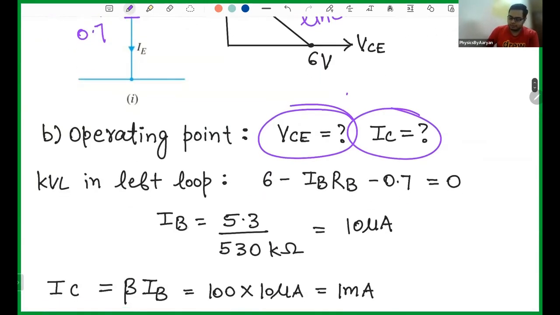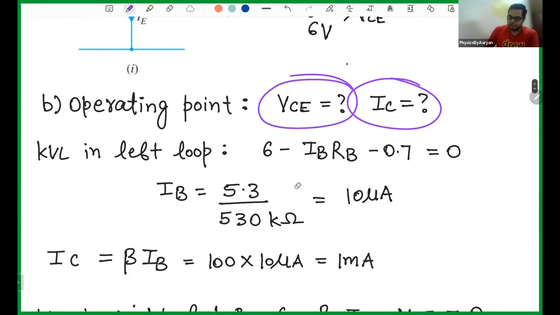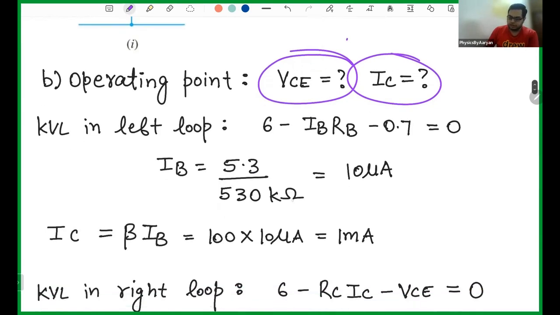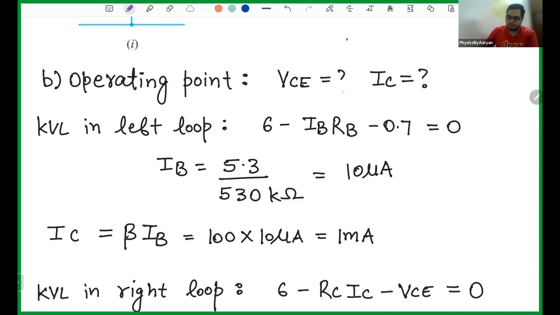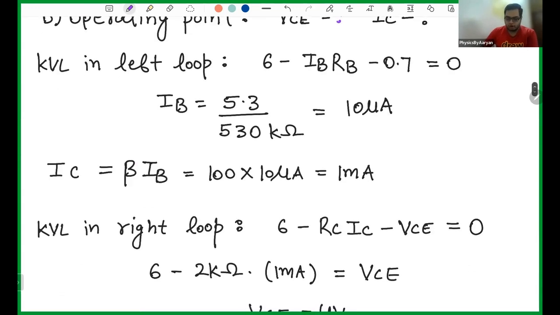So IB can be written as 6 minus 0.7, which is 5.3, divided by RB, which is 530 kilo ohm. If you are writing in kilo ohm, your answer will be in milli. And if you solve this, your answer comes out to 10 micro. Simple mathematics, nothing else. Now, if you know IB, then IC you already know. IC is nothing but beta IB. If you multiply beta 100 and 10 microampere, your answer comes out to be 1 milli. So IC comes out to be 1 milli.